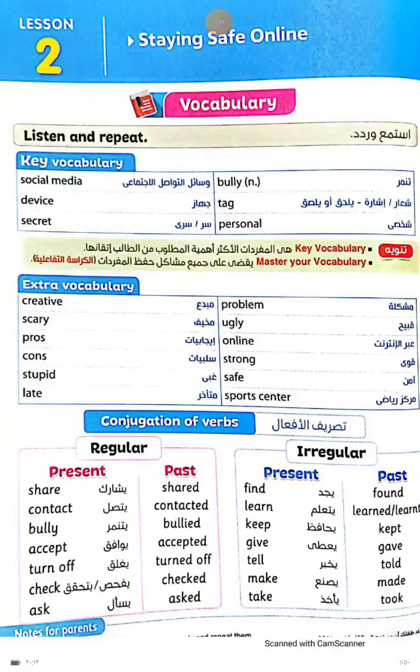Conjugation of verbs. Regular verbs: share, shared; contacted; bullied; asked, the past tense ending is silent in asked. Irregular verbs: find, found; learned or learnt; keep, kept; gave; tell, told; made; take, took.